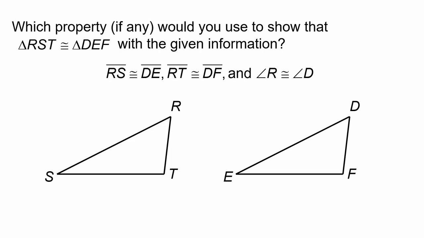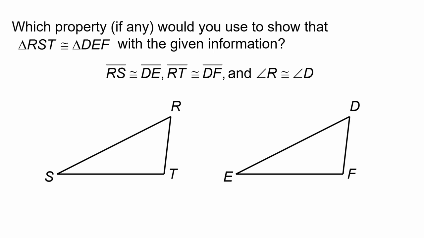Which property, if any, would you use to show that triangle RST is congruent to triangle DEF with the given information? We are given that segment RS is congruent to segment DE, segment RT is congruent to segment DF, and angle R is congruent to angle D.